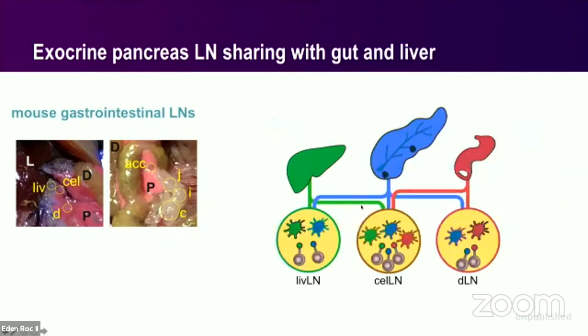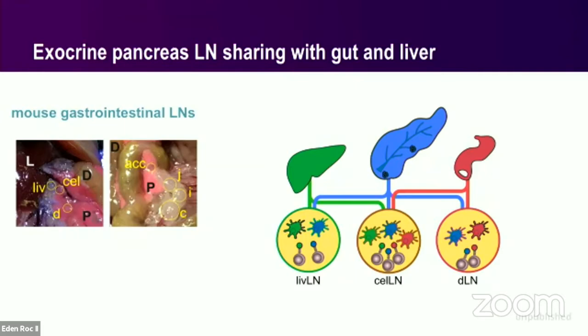And so this leaves us essentially with this co-drainage map in the mouse, where we have the liver draining shared by just pancreas and liver, the celiac shared by all three, and the duodenal lymph node shared by liver, pancreas and duodenum. So now we know where to look for adaptive immunity to the exocrine pancreas.